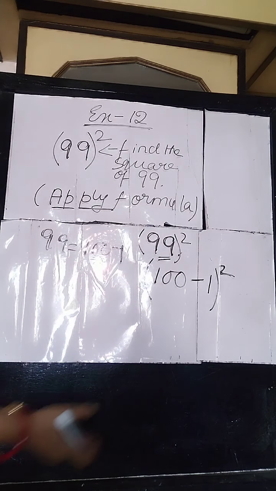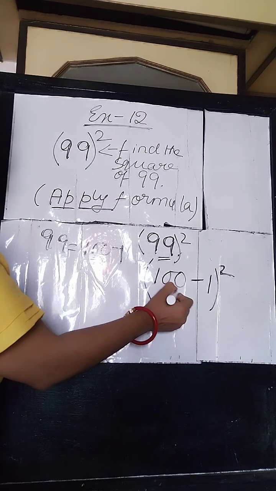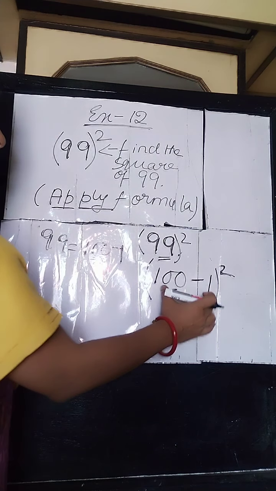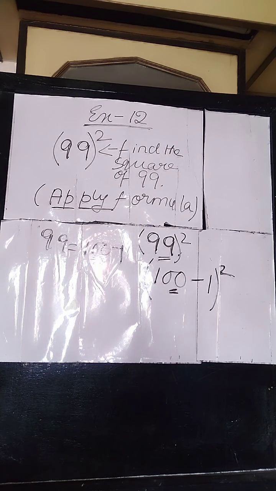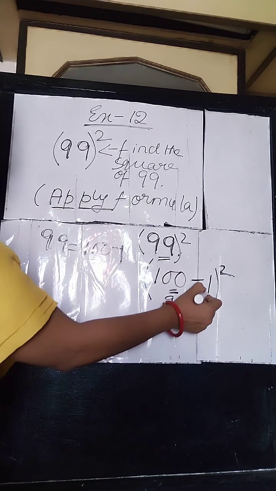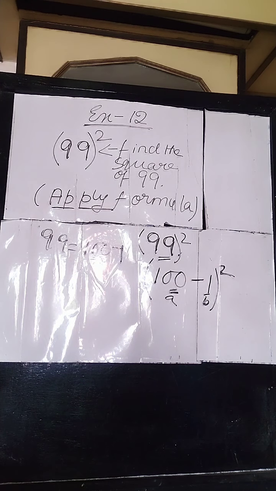Now why are we taking 100? There is always a logic behind the reason why we are choosing the nearest round off easy number 100. Because we want to apply the formula over here. What formula will we apply? If we consider this 100 as the first term and 1 as the second term, then what will happen?